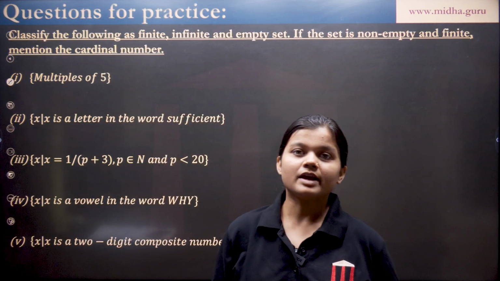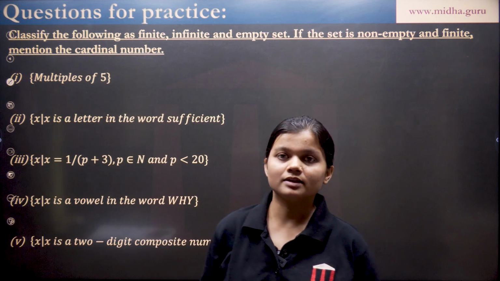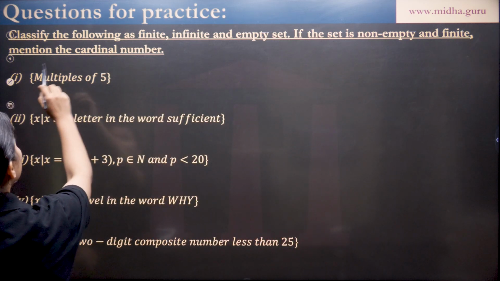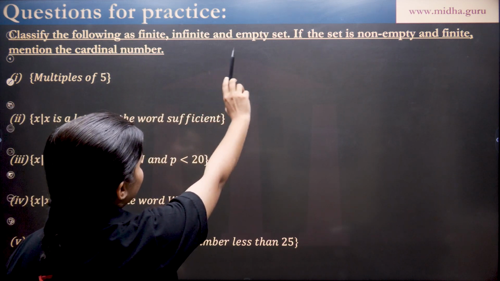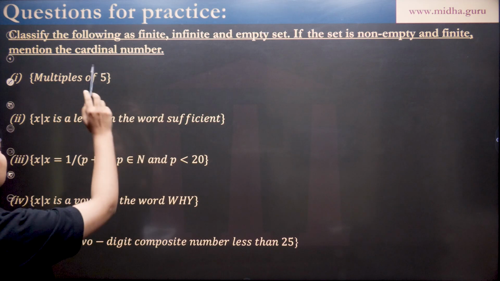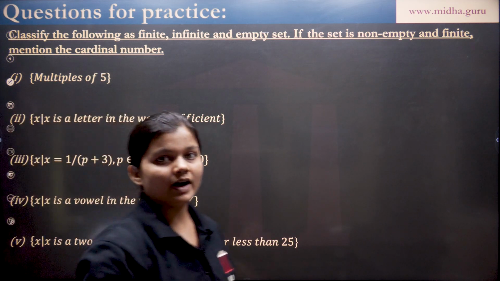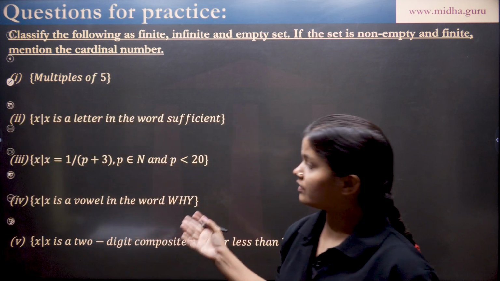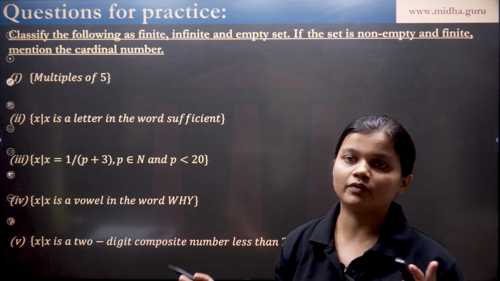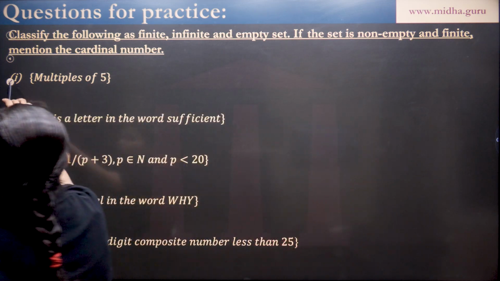So students, now we will do some questions regarding the chapter. First question: classify the following as finite, infinite and empty set. If the set is non-empty and finite, mention the cardinal number. We have to find whether the set is finite, infinite or empty, and if it is finite and non-empty, then we have to find its cardinal number.